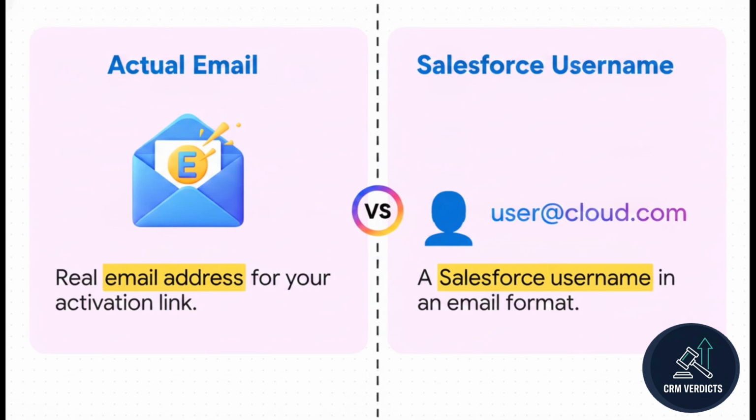Okay, pay close attention to this next part because this trips up so many first-time users. On the left side of the form, you've got your actual email. This has to be a real, functioning inbox that you can access right now because your activation link is going straight there. But on the right side, you've got your Salesforce username. And here's the trick. Your username has to be formatted exactly like an email address with an @ symbol and a .com, but it absolutely does not have to be your actual inbox. It just has to look like one. So feel free to get creative. Make it something memorable for your studies. Just make sure it has that standard email format.